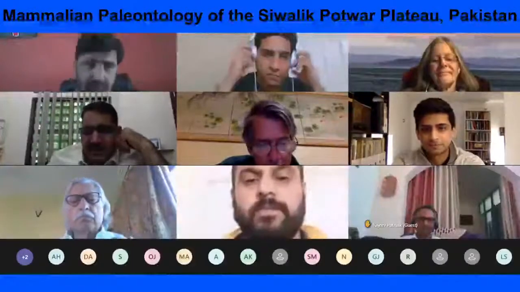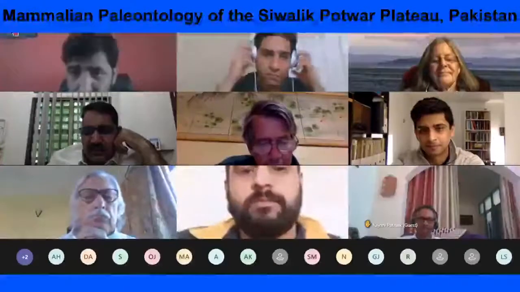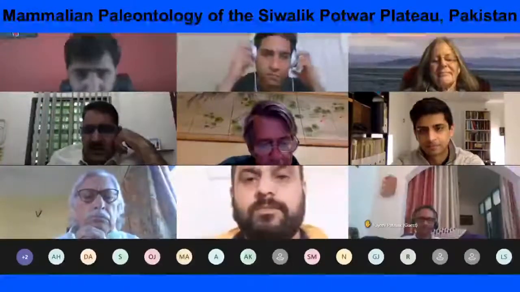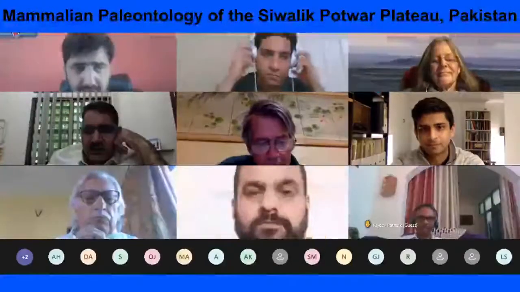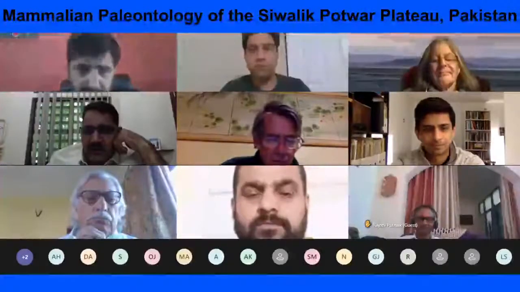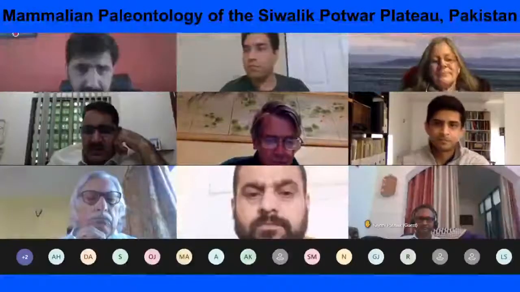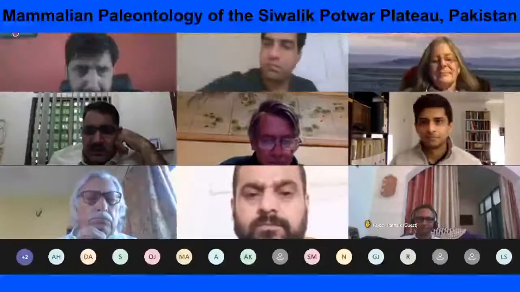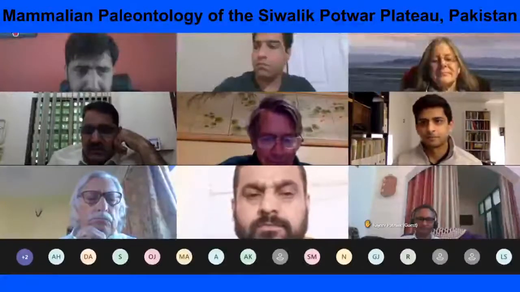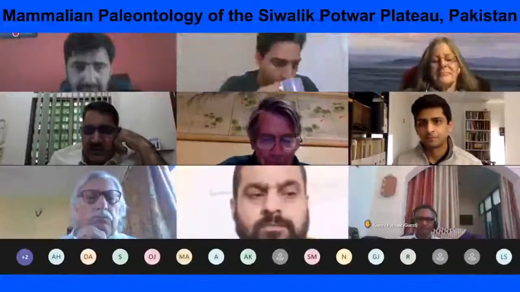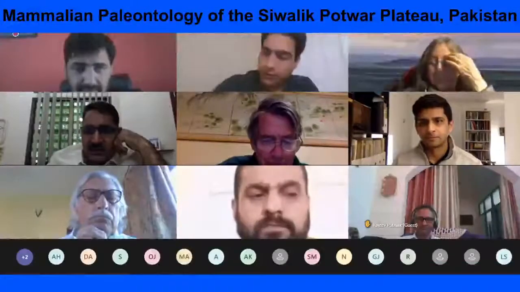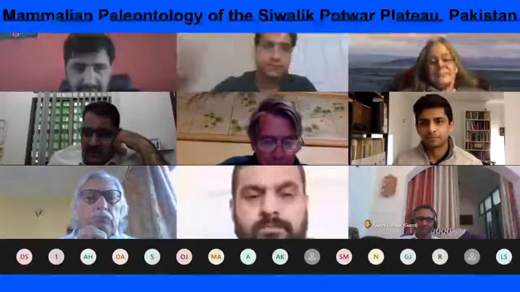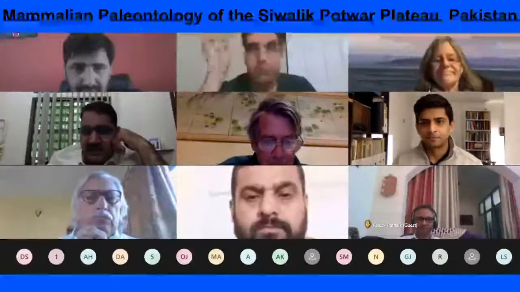It's very unfortunate in the overall Potwar Plateau. It's hard to find articulated stuff. We have a skull maybe without horn cores, or horn cores maybe without a skull. As in my presentation, I spoke about the tusk of an Anancus. This is one of the complete specimens. Otherwise, most of the specimens are disarticulated.